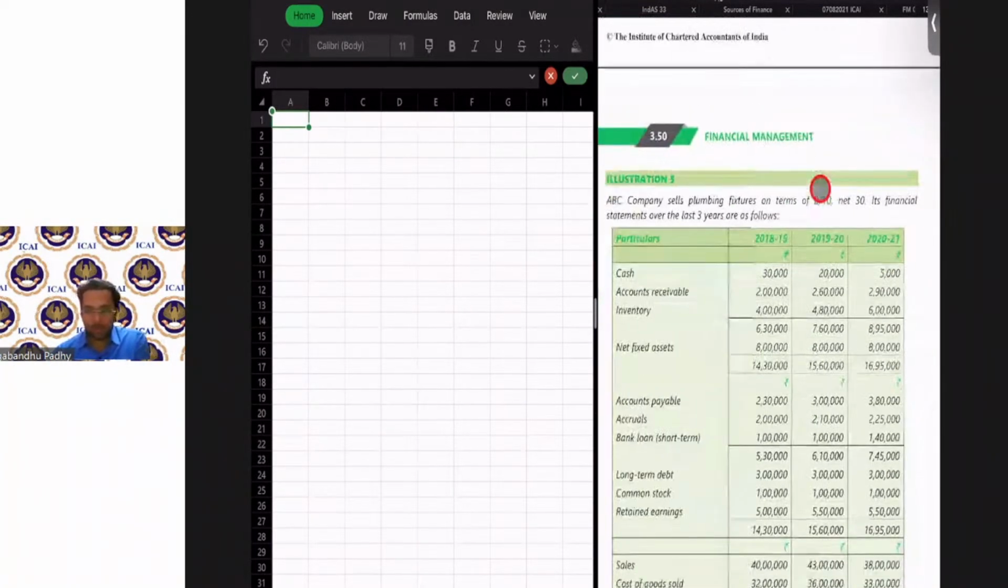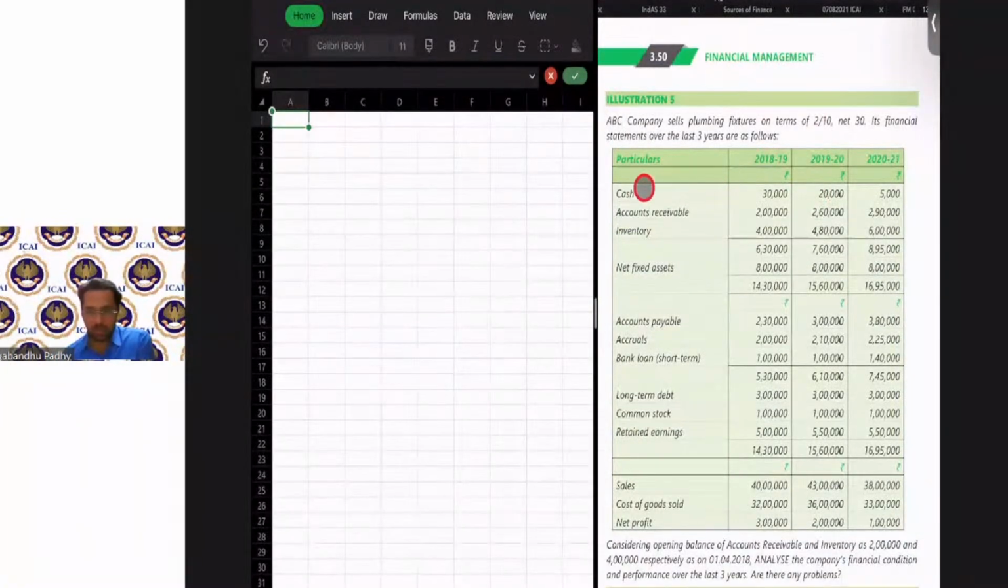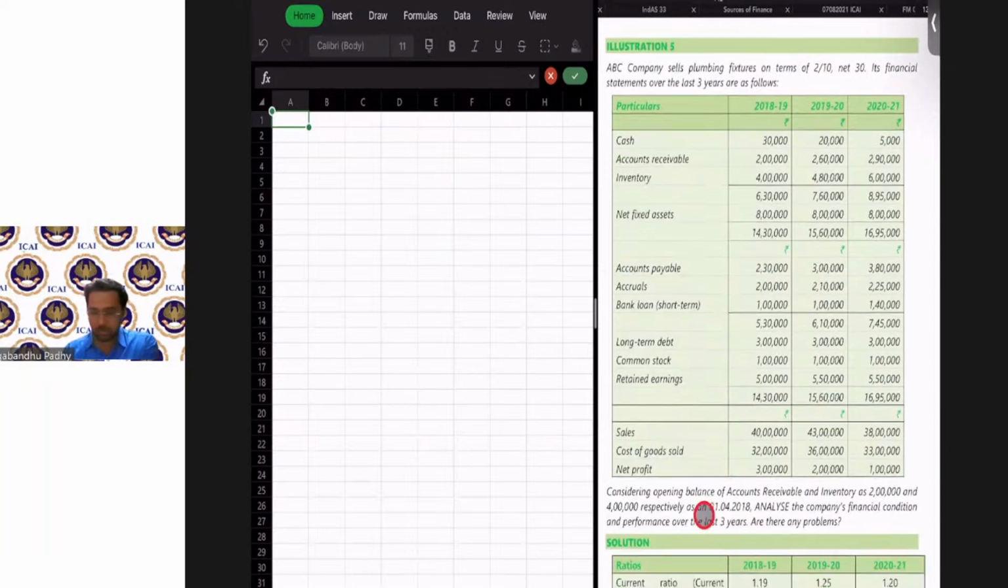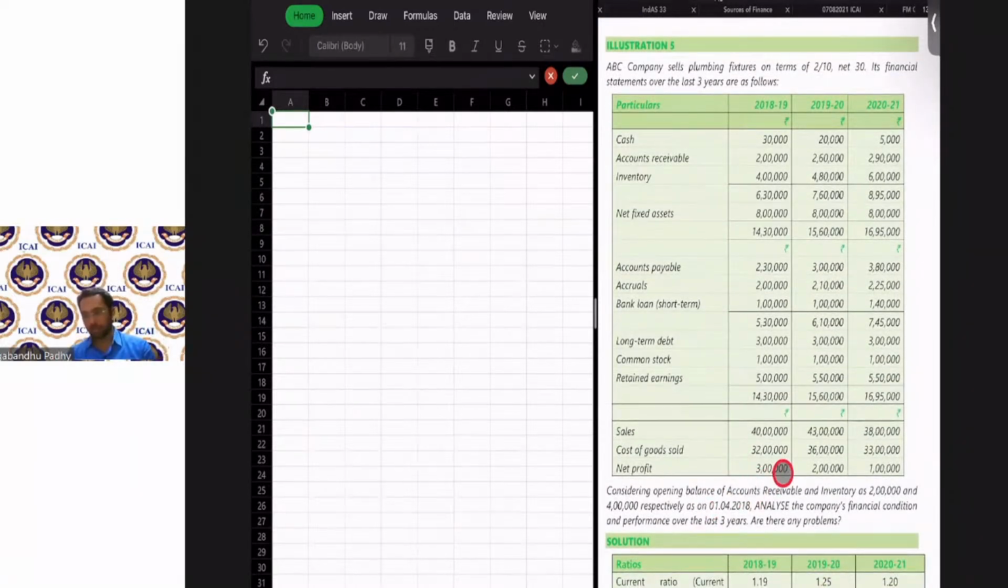Okay. And then we have some of the numbers given: cash, accounts receivable, inventory, net fixed asset, accounts payable, any sort of accruals, short-term bank loan, long-term debt, common stock, and then retained earnings. So we have sales, COGS, and the net profit figure. Consider opening balance of the accounts receivable and inventory as 2 lakh and 4 lakh respectively. Analyze the company's financial condition over the performance of the last 3 years, and are there any problems?